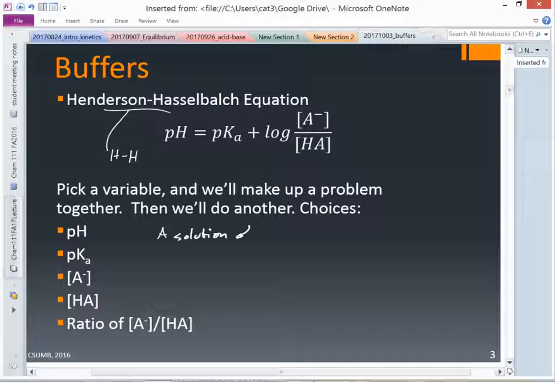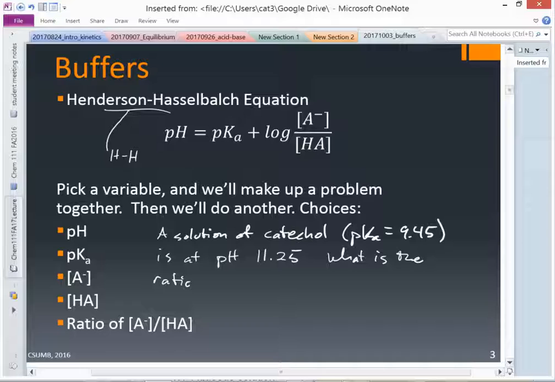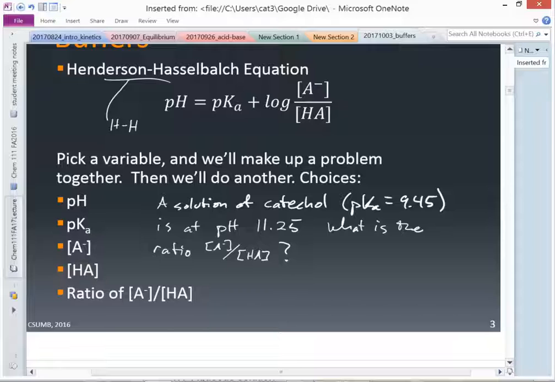Let's go back to catechol. Solution of catechol. What is the ratio A minus over HA? You set up the equation and you solve for it.